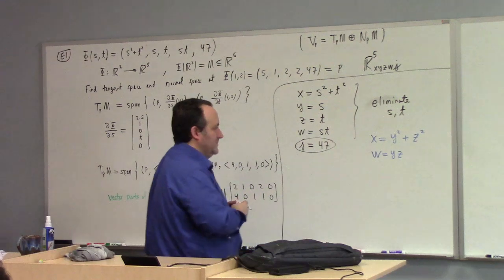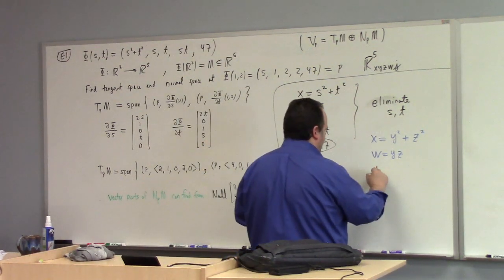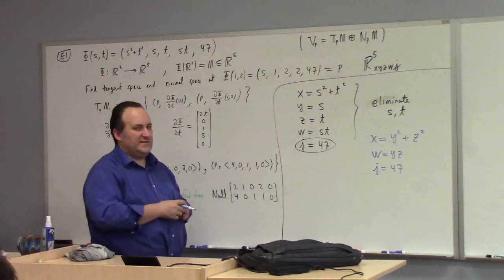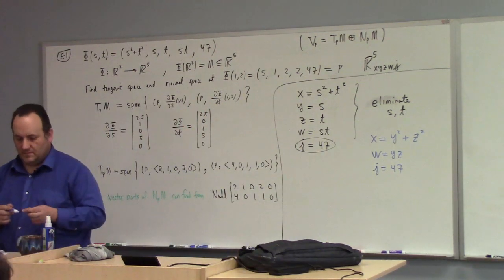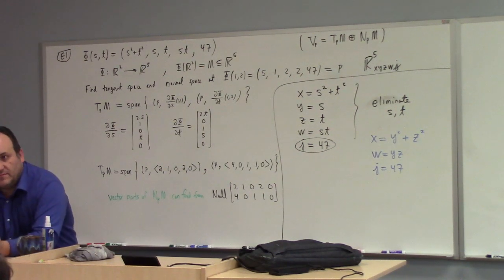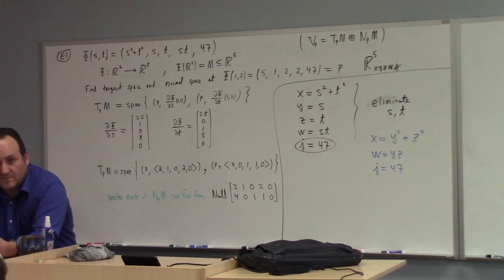J was 47. Is that enough? How many independent equations should we have here? M is what? M is two-dimensional, right? We're starting in a five-dimensional context. How many equations do you need to fix a two-dimensional subspace? You need three. Those are our three equations.